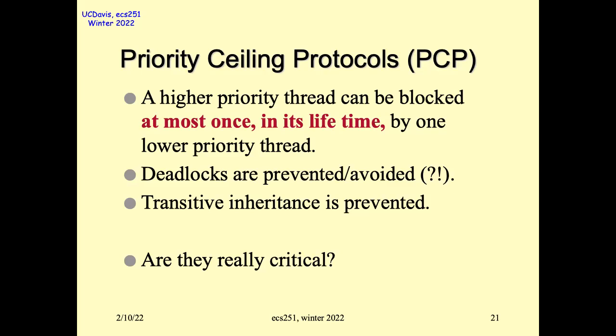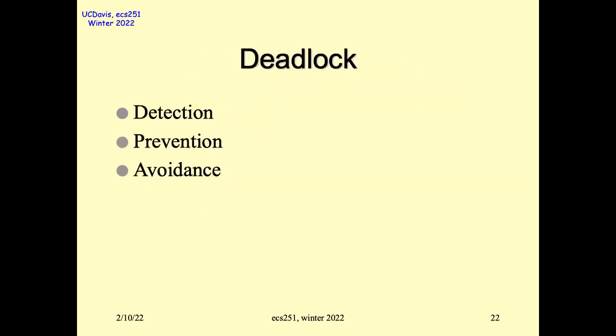Not only do you not need transitive inheritance, but all the complexity of transitive inheritance is gone. It's partially because you only get blocked once. So those are the three things the priority ceiling protocol is going to accomplish. Number one, at most one block. Number two, deadlock free. Number three, no transitive inheritance. Yeah, that's right. I want to first tell you a little about the difference between deadlock prevention and deadlock avoidance.